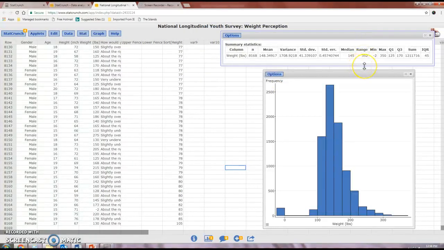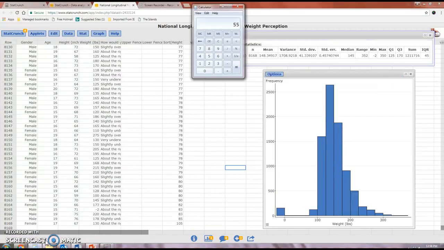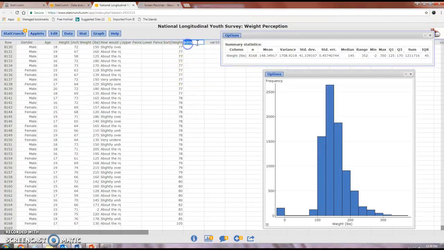The IQR is going to help us determine whether or not there are outliers. So the IQR is 45, so we have to take 1.5 times the IQR. 45 times 1.5 is 67.5. I'll add that to Q3. Over here I see Q3 is 170, so I'll add 170 to that. Anything above 237.5 is beyond the upper fence.